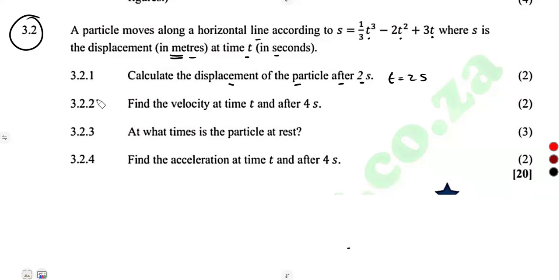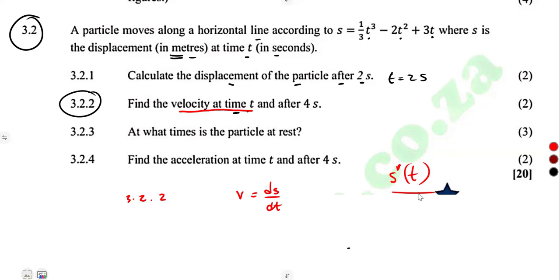All right, then moving on, 3.22, find the velocity at time t and after 4 seconds. All right, so we need the velocity at time t. The velocity at a given time is simply the first derivative of the displacement. So v is ds/dt, or the first derivative of the displacement with respect to t, like this. That's your velocity. So you simply have to differentiate.